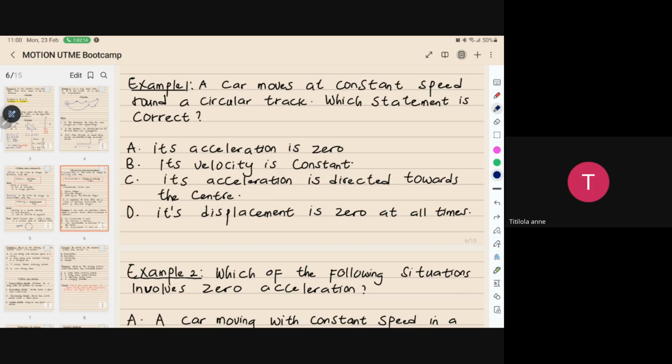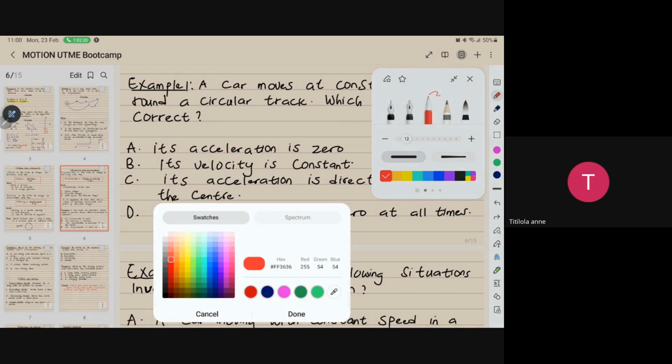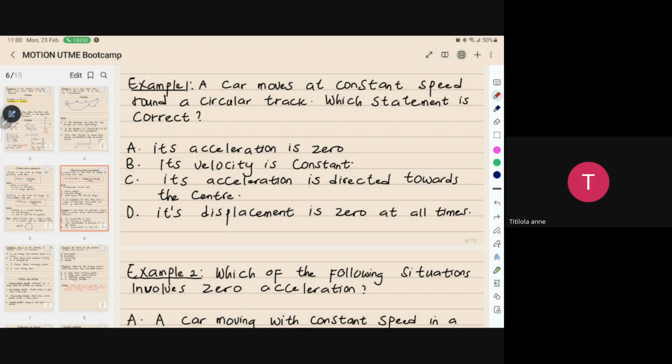So let's look at them one after the other. They said the first one, acceleration is zero. No, acceleration cannot be zero. Why can't it be zero? Can someone give me a reason why it cannot be zero?